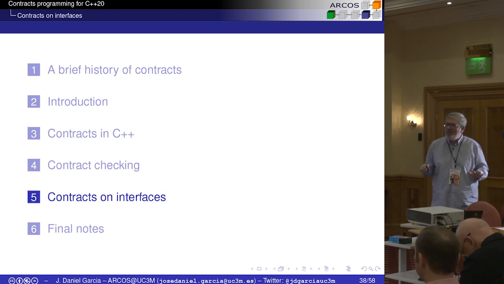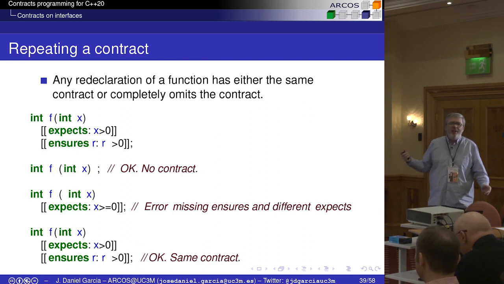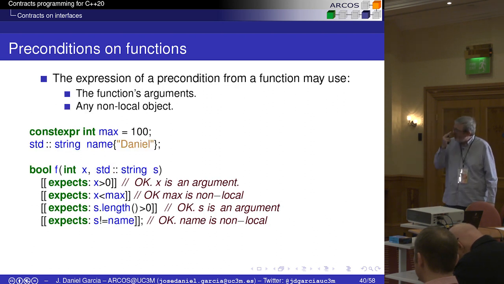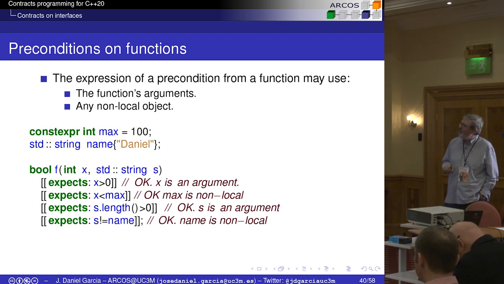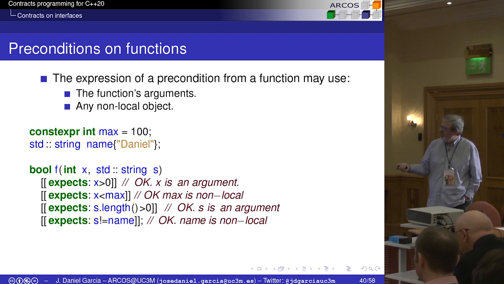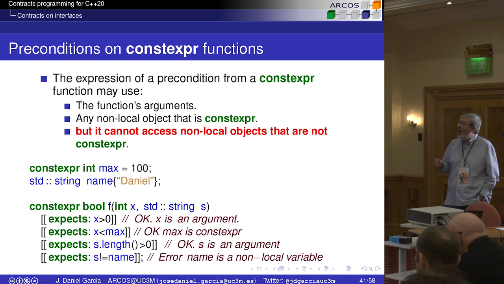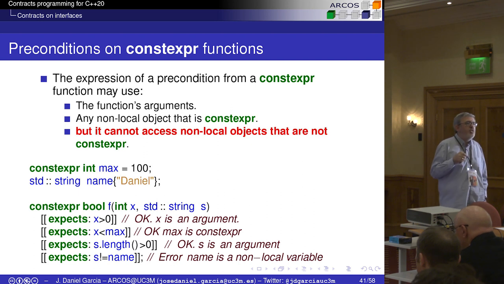So I have not so much, but I want to talk a little bit about interfaces. You have seen this before: if you repeat a contract, you have to use the same contract. Now, what else do we have? Preconditions on functions. The expression of a precondition from a function may use the function's arguments and any non-local object. So here you see, you may use any argument and any global object. However, if your function is constexpr, you can only use non-local objects that are constexpr, but you cannot use non-local objects that are non-constexpr, by definition of a constexpr function.